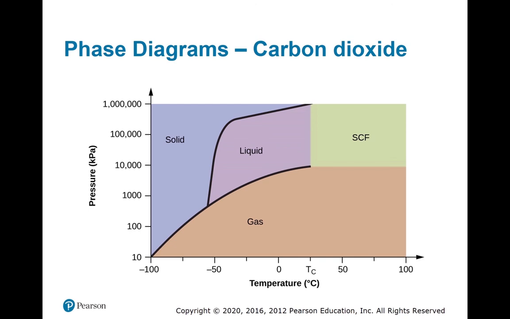We can also see the much more typical behavior of a positively sloped solid-liquid boundary. Carbon dioxide, like most substances but not like water, has a higher density as a solid than it does as a liquid. Finally, the critical temperature is at about 30 degrees Celsius, which means it's possible to witness the transition of carbon dioxide from a liquid or gas to supercritical fluid at a pretty everyday temperature.